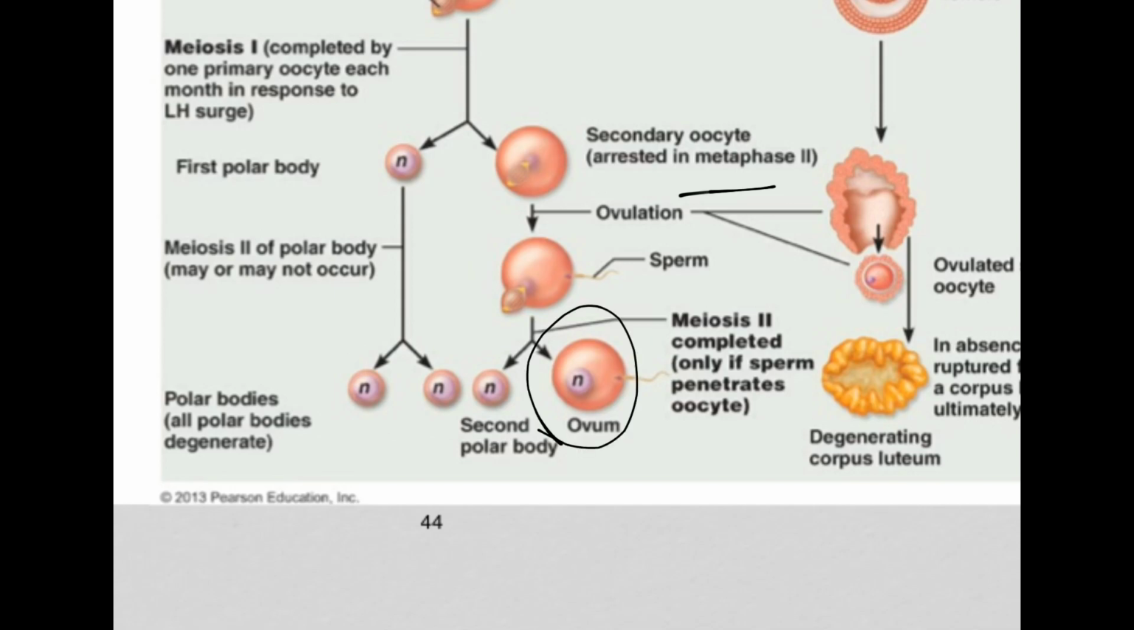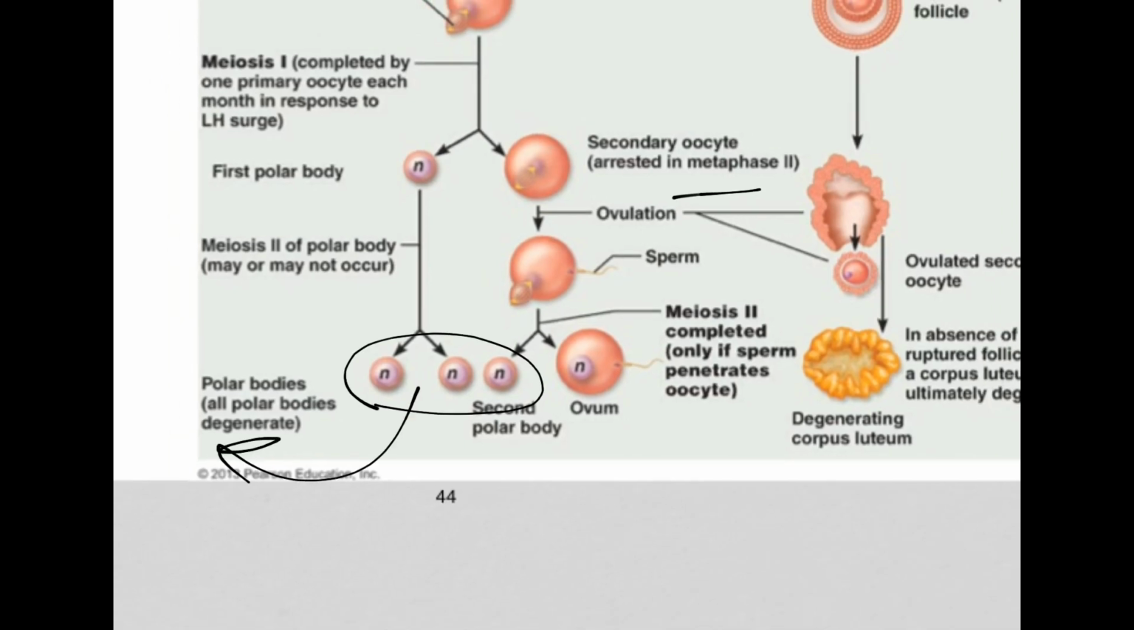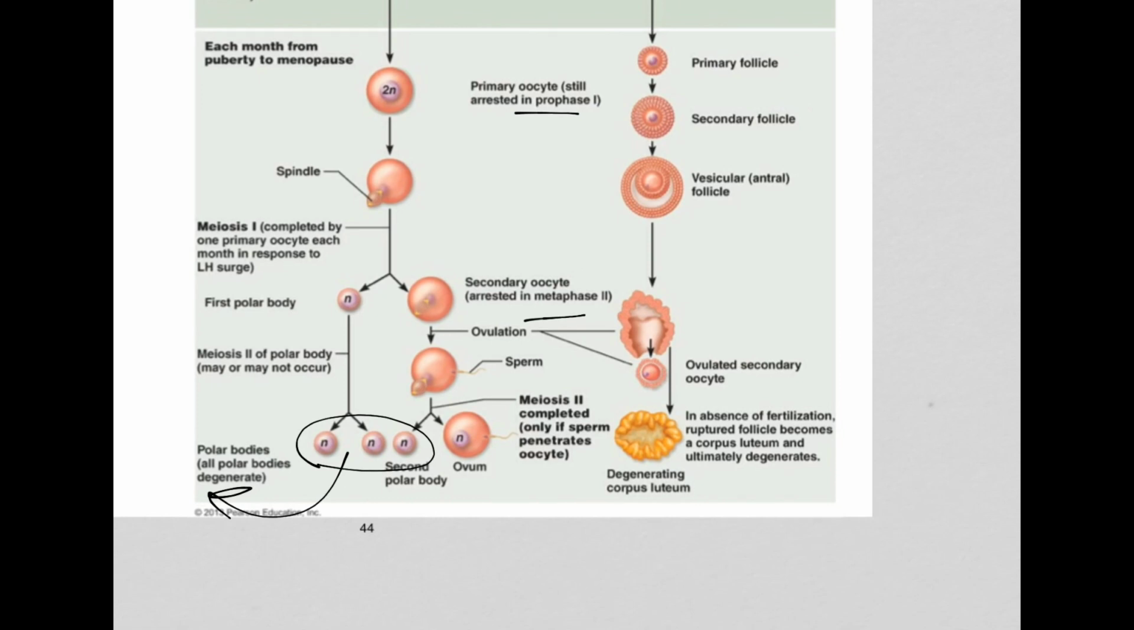And so all the nutrients and all the materials are packed into one large oocyte or ovum. The other 3 haploid nuclei that would have formed the other 3 cells, those get thrown away as polar bodies. They essentially just disintegrate and go away because we don't need 4, we only need 1.